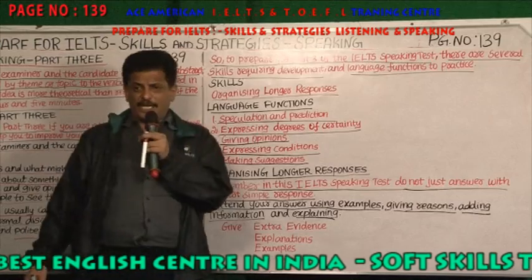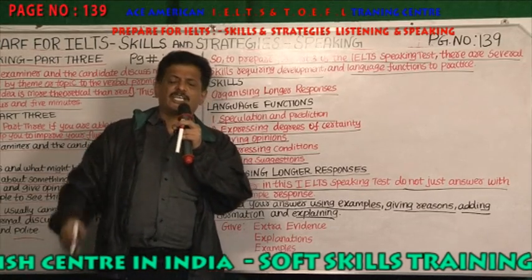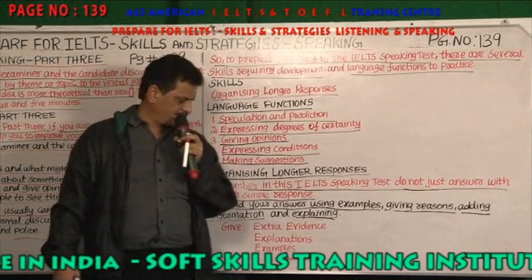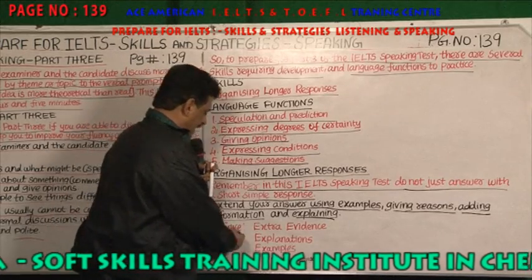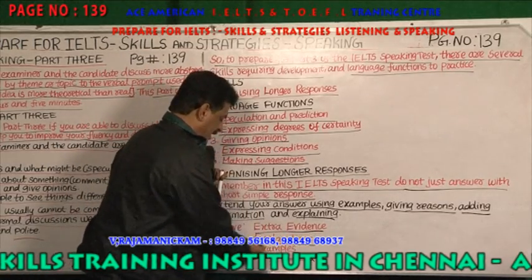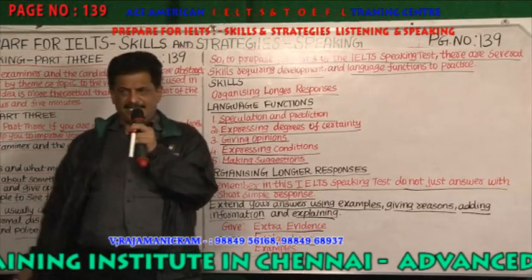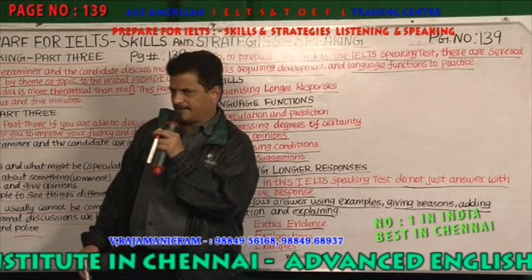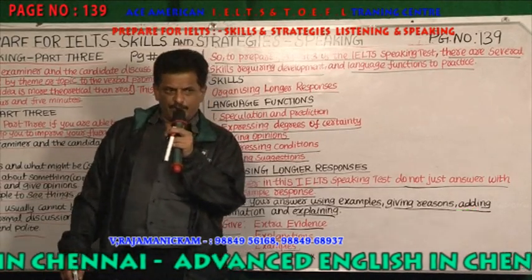And you have to give explanation. Adding information and you have to give explanation also. So you are giving extra evidence, you are giving explanations, you are giving examples. Are you clear about it? Shall we go in for a vote?